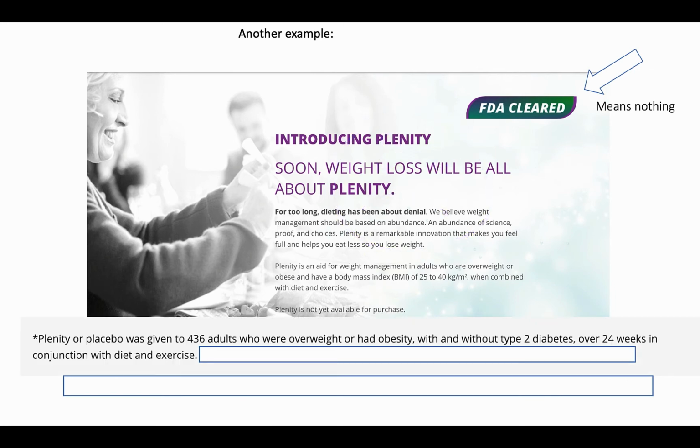And when you go to the website, you'll see that they did a study on 436 adults who were overweight or obese, with or without type 2 diabetes, over a 6-month period, in addition to diet and exercise. Half the folks took the experimental treatment, or the drug Plenity. Half of them took placebo. These folks in the placebo group are considered the control group, and we'll talk more about that. The results showed that individuals on Plenity lost an average of 6% of their body weight versus the individuals on the placebo, who lost an average of 4%.